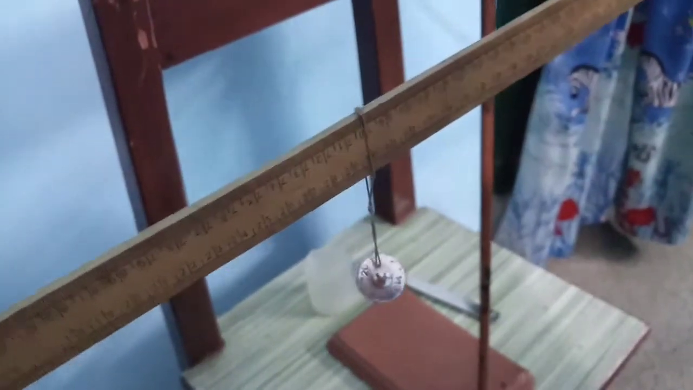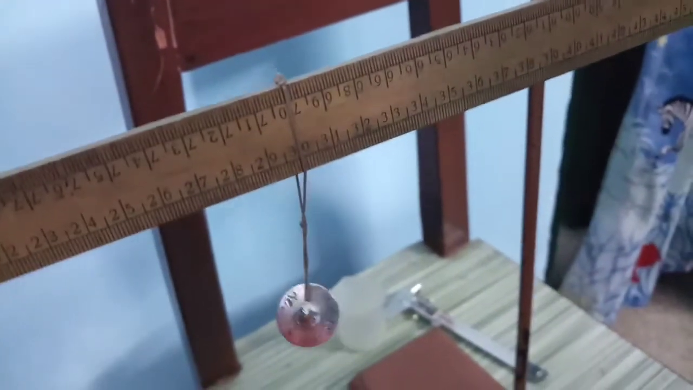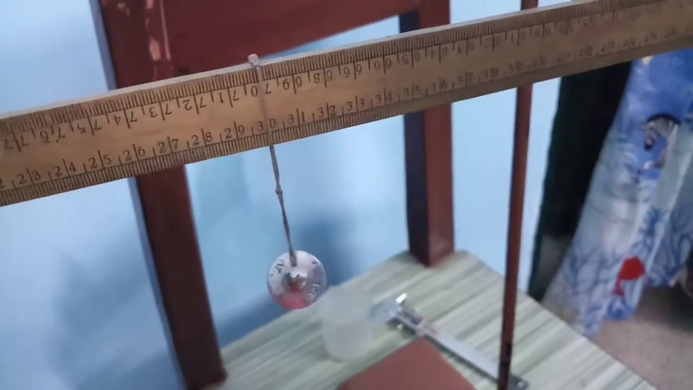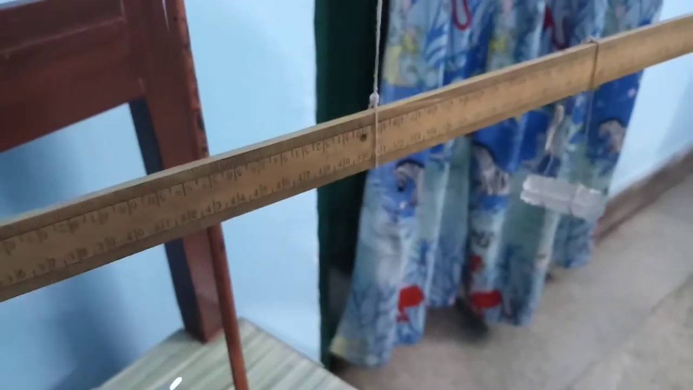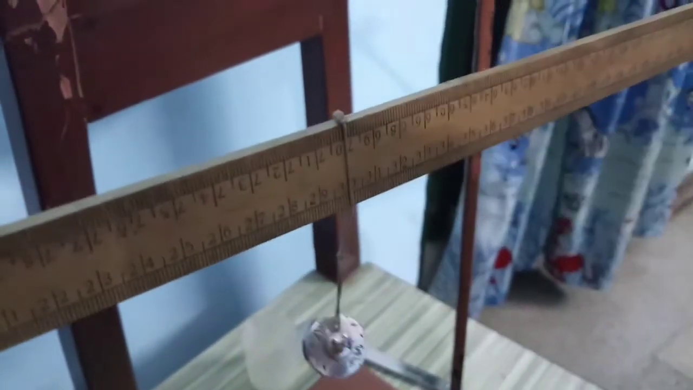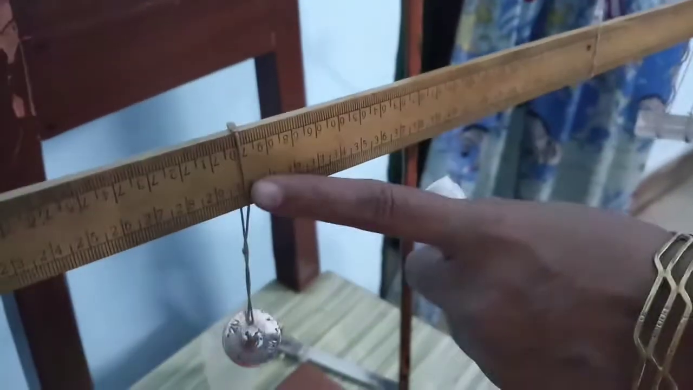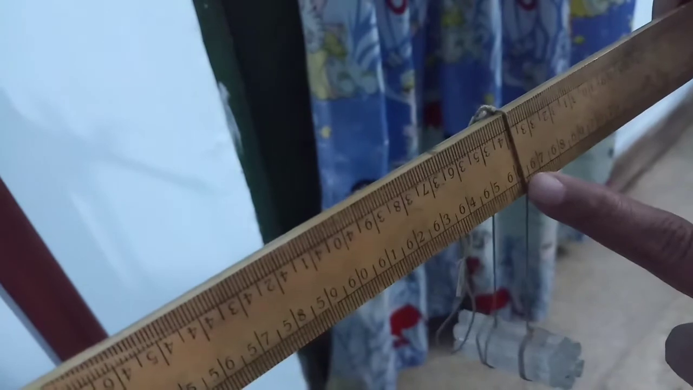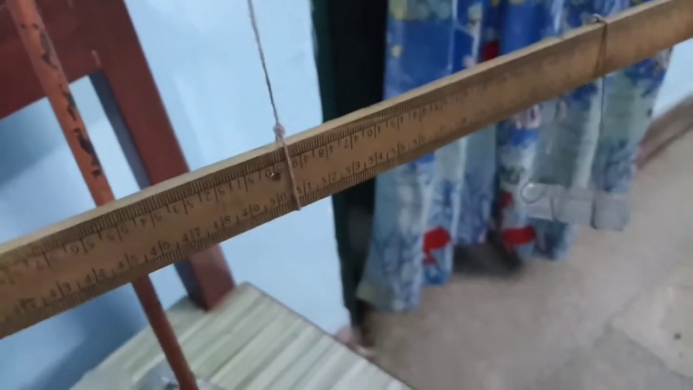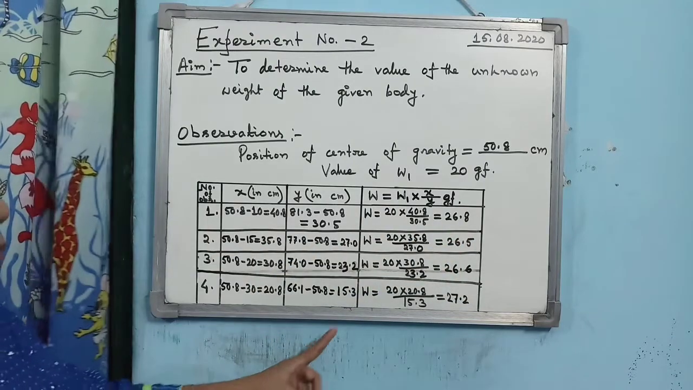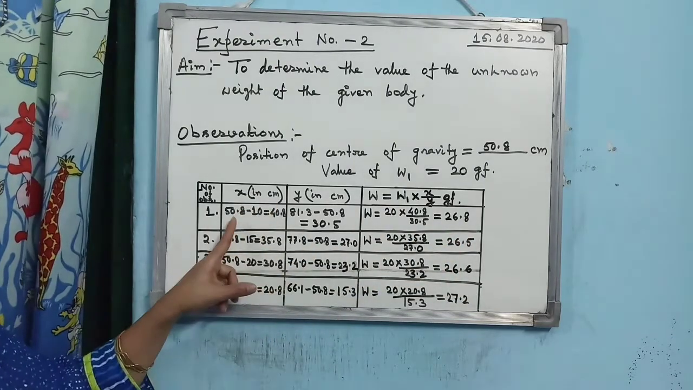Now you see I am adjusting the position of the scale again so that it becomes perfectly horizontal. Alright, so you see it is perfectly horizontal. Again I have set it at the 30 centimeter mark. So x is 50.8 minus 30, and y will be this reading, 66.1 minus 50.8.